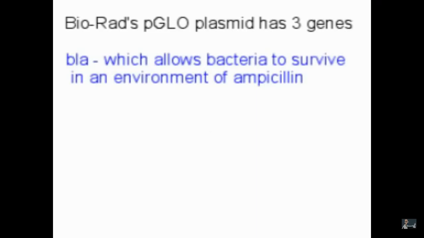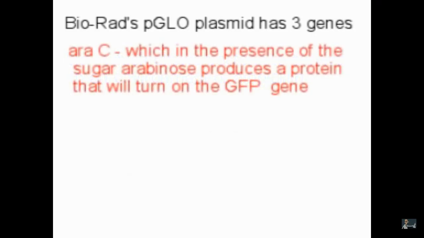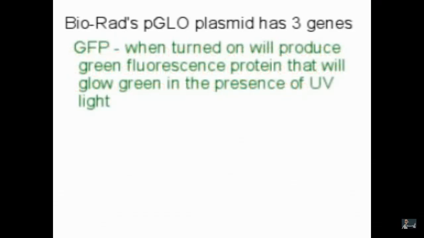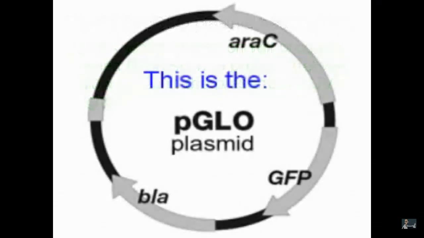So the BLA gene allows bacteria to survive in an environment of ampicillin. The ARAC gene, in the presence of the sugar arabinose, produces a protein that will turn on GFP. And the GFP, when turned on, will produce a green fluorescent protein. So there's our plasmid: ARAC gene, GFP, and BLA gene.